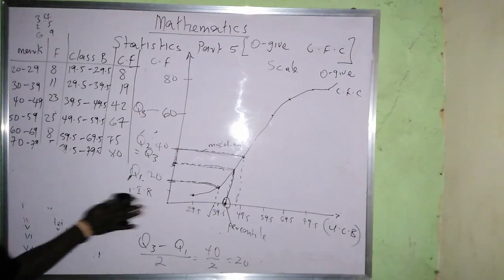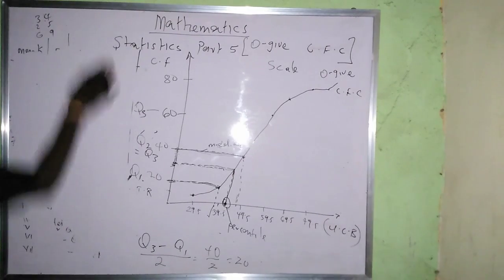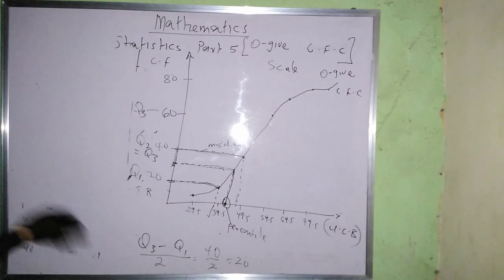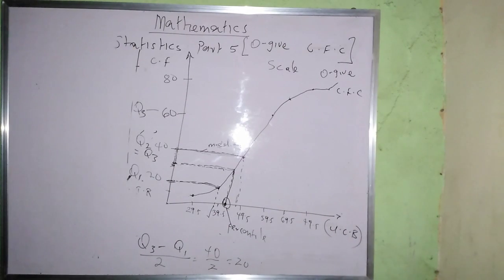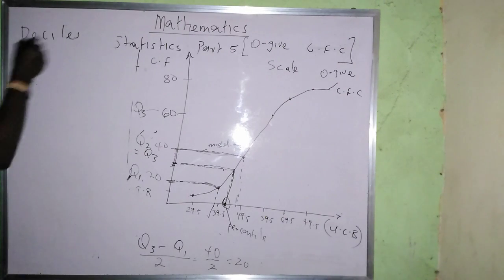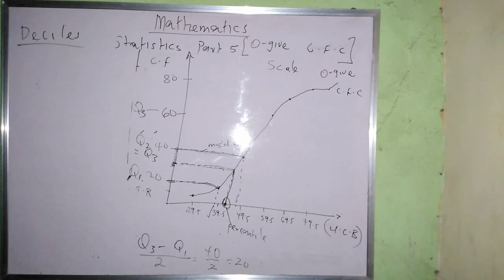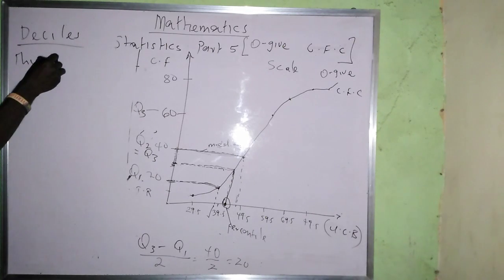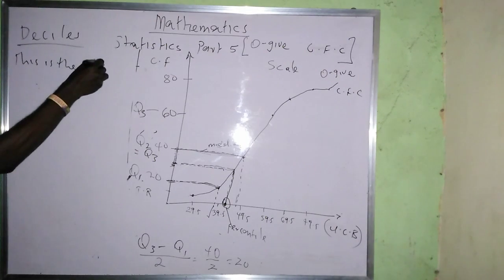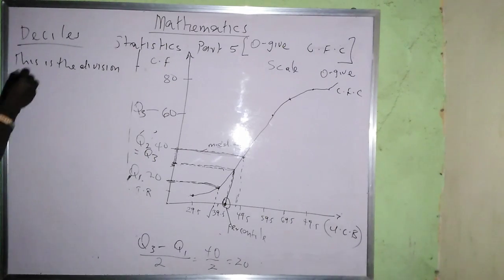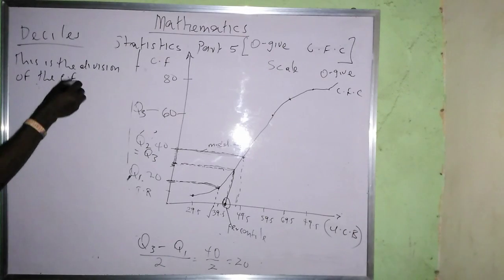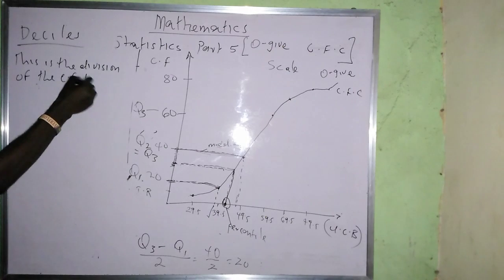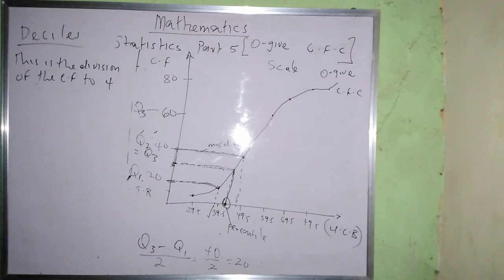Now let me use something to explain decile. If I'm talking about decile, we are talking about the division of the cumulative frequency into 10 portions.